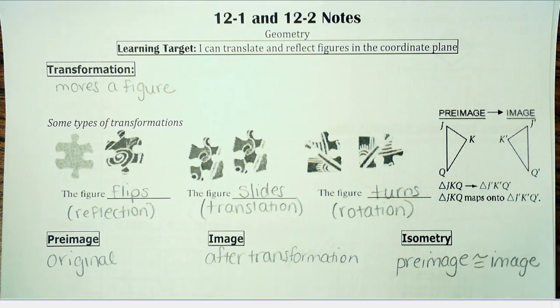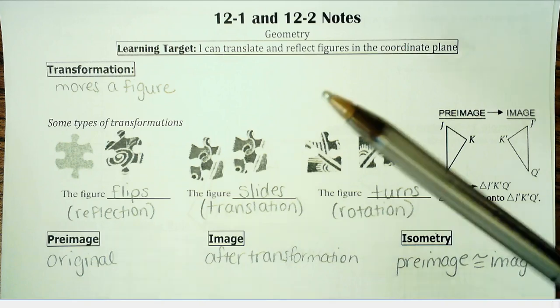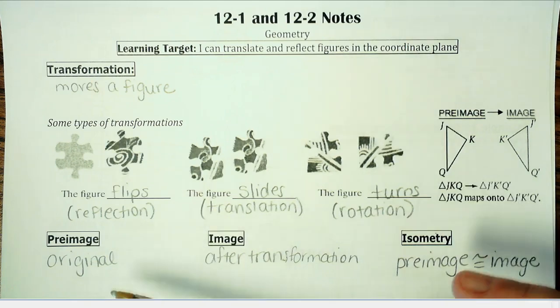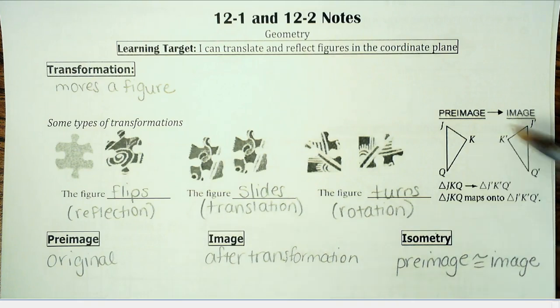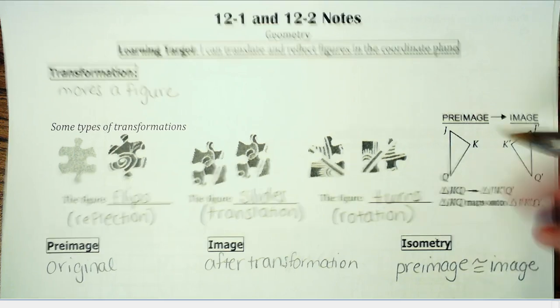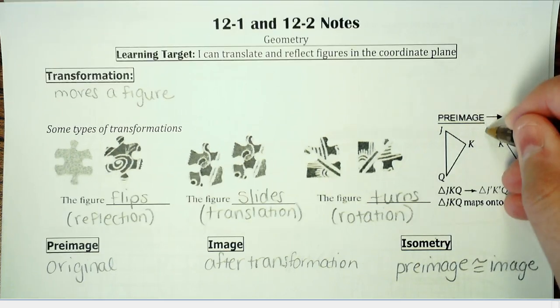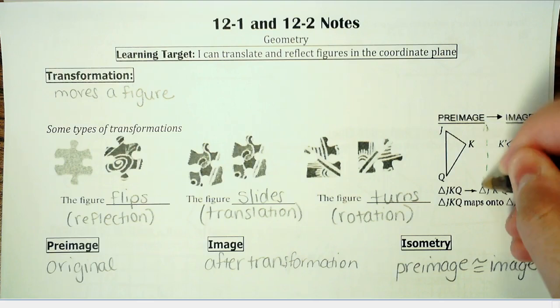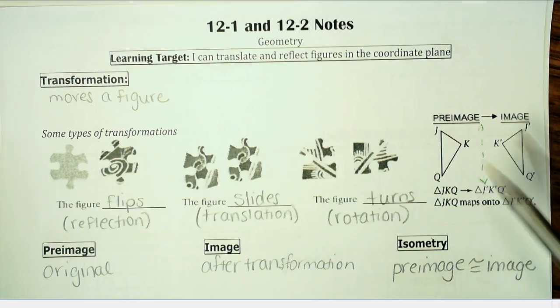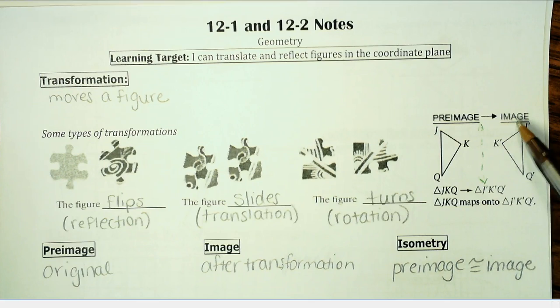And then I'm just going to give you a couple definitions down here underneath. What we call the pre-image is the original piece, or the original figure. So here is just a little example as a diagram. I have a triangle JKQ, that is the pre-image. The image, in this case, is a reflection. I'll draw the reflection line in here just a little bit so you can see it. This one's being flipped over.